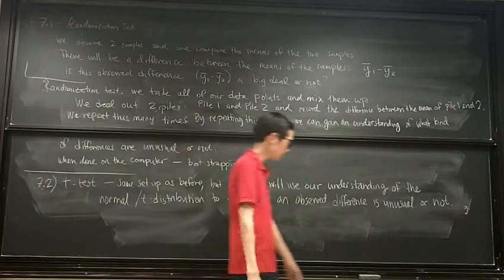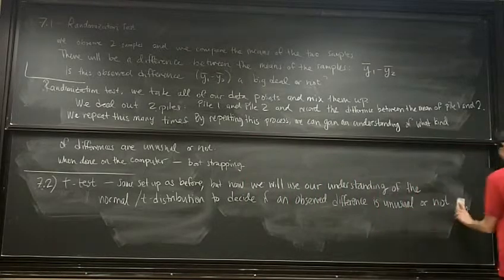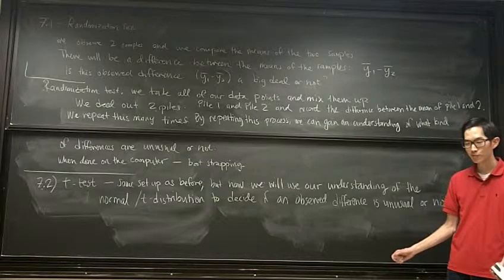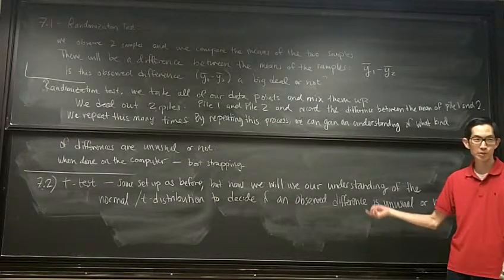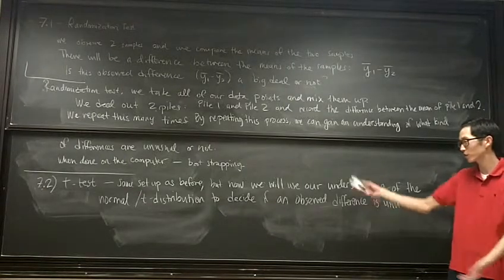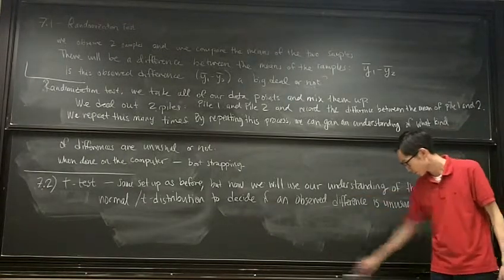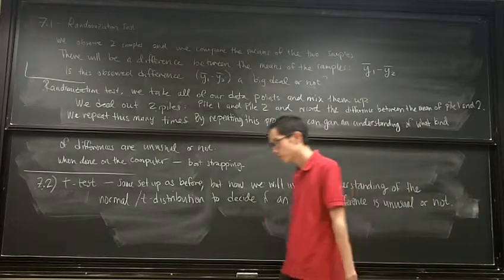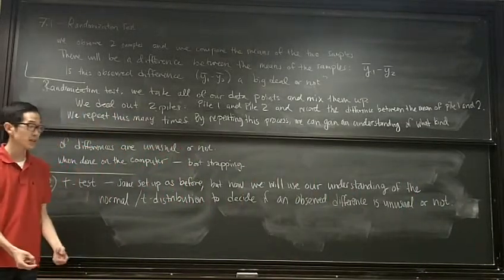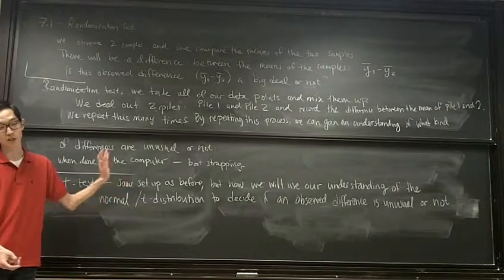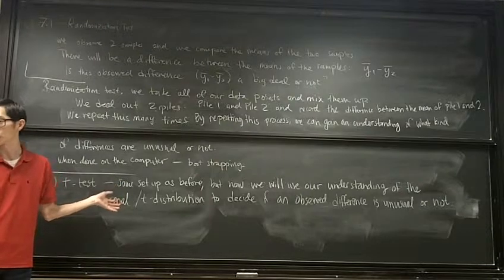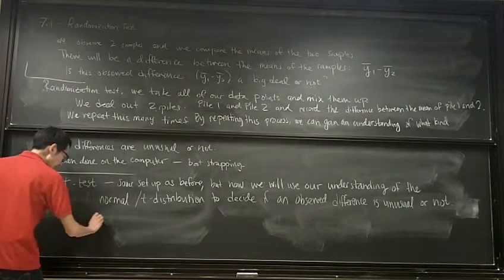So what this means, an implication of this, is that it needs to be appropriate to assume the normal distribution or t-distribution. An implication of using this to say, well, I'm going to use my understanding of the t-distribution or normal distribution to decide whether something is unusual or not, means we need a situation where it's appropriate to use the t-distribution or normal distribution.